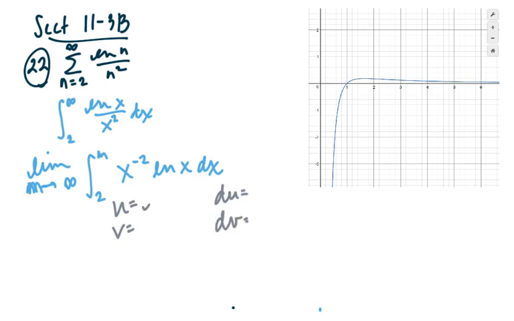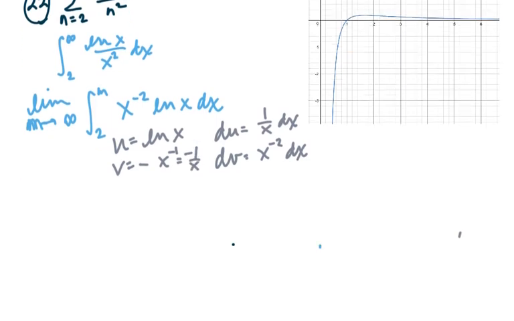Natural log of x always goes here, because we know the derivative to be 1 over x dx. So that means in my dv I have x to the minus 2 dx. If I integrate x to the minus 2, I get x to the minus 1, and there's a negative there. So that's the same as negative 1 over x.